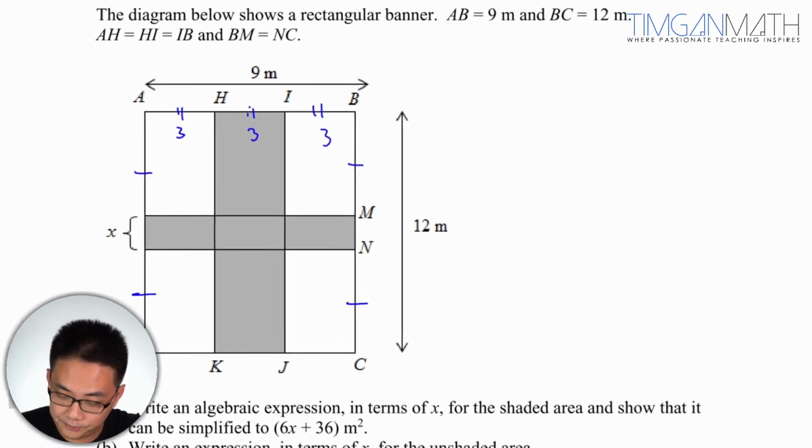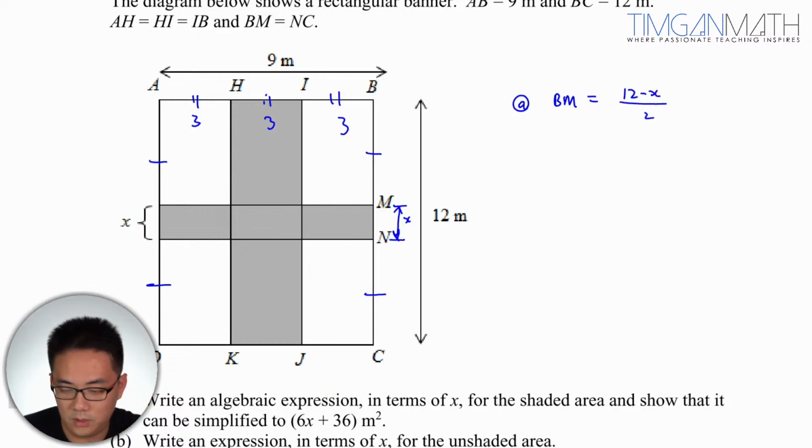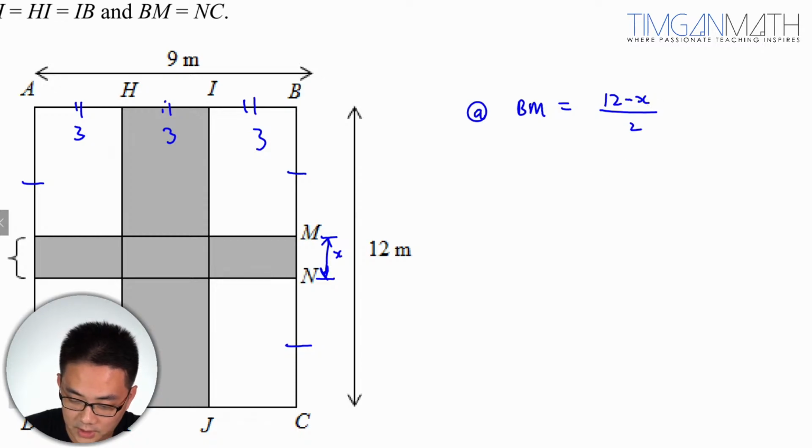In this case here, BM is equal to, this is x, right? So BM will be 12 minus x, divided by 2. Divided will just be putting a divide below, because that is what we are looking for. 12 minus x, divided by 2. So this is BM. NC will also be this. So this is actually my BM. Okay, great.